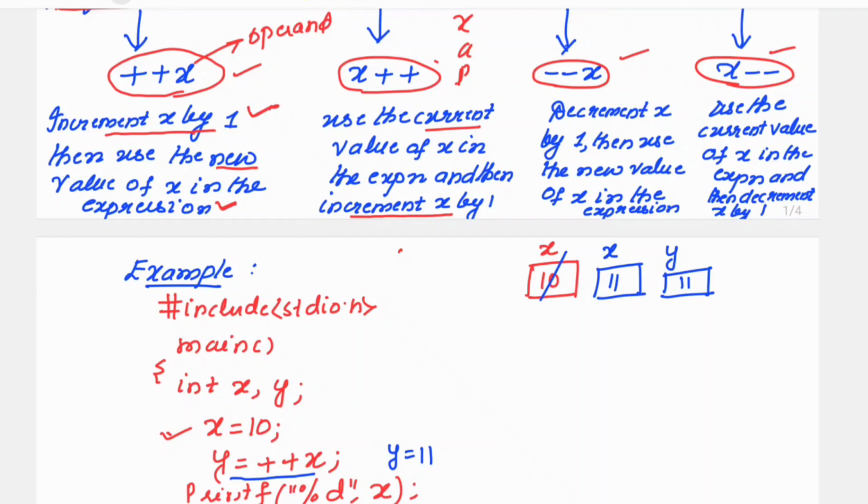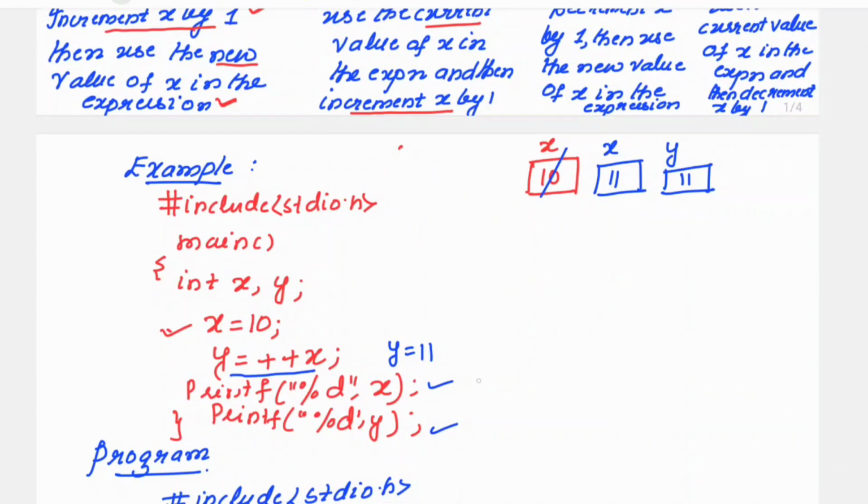Finally, what will be the output? Now print x and y. What will be the value for x? X will be 11 and y will also be 11 at the end of this execution.